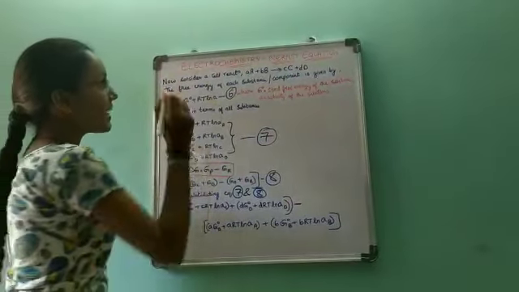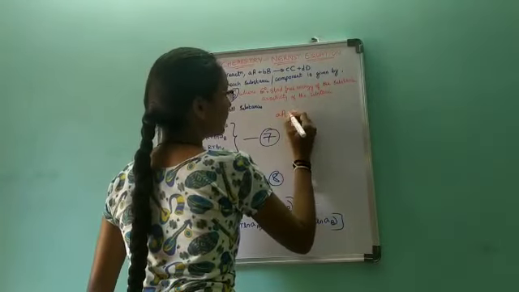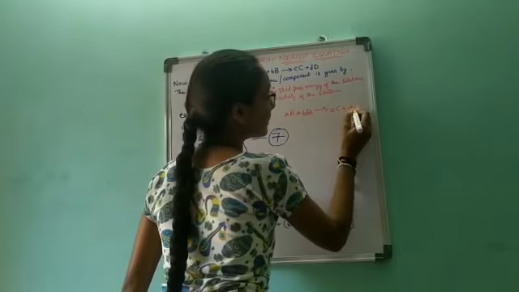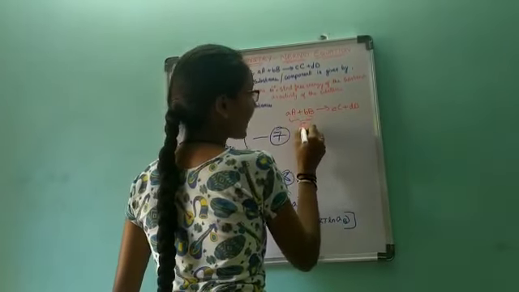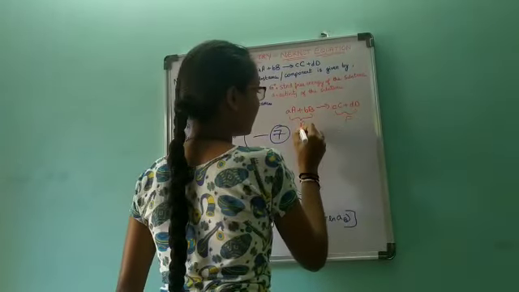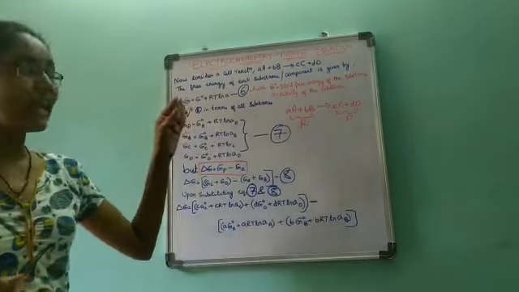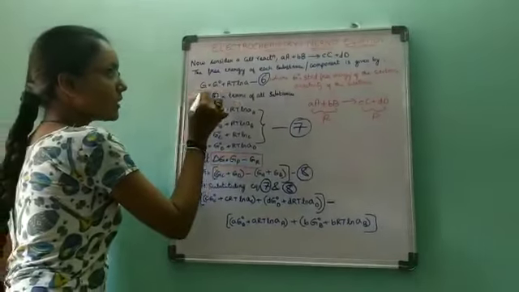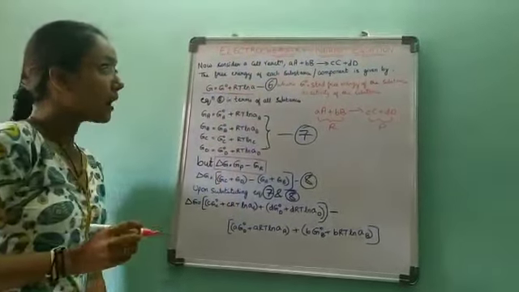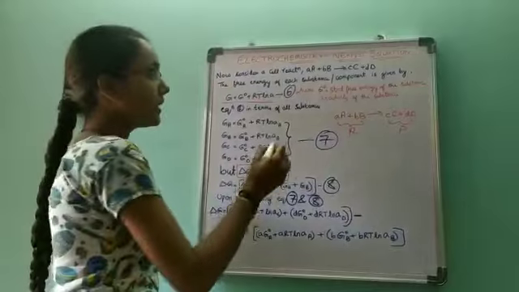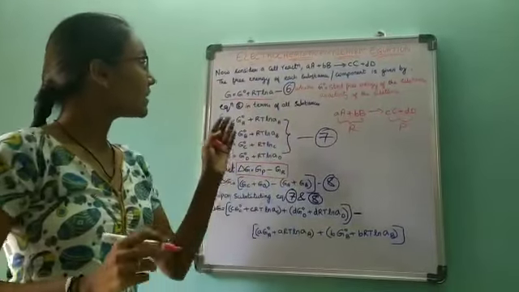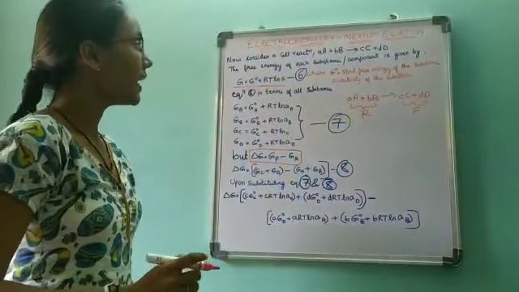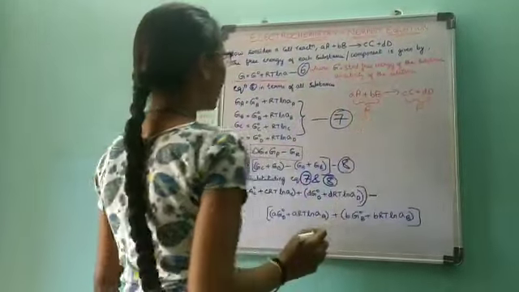Now, consider a cell reaction: aA plus bB gives cC plus dD. These are reactants and these are products. The free energy of each substance or component is given by G equals G naught plus RT ln a. This is equation 6, where G naught is the standard free energy of the substance and a is the activity of the substance.